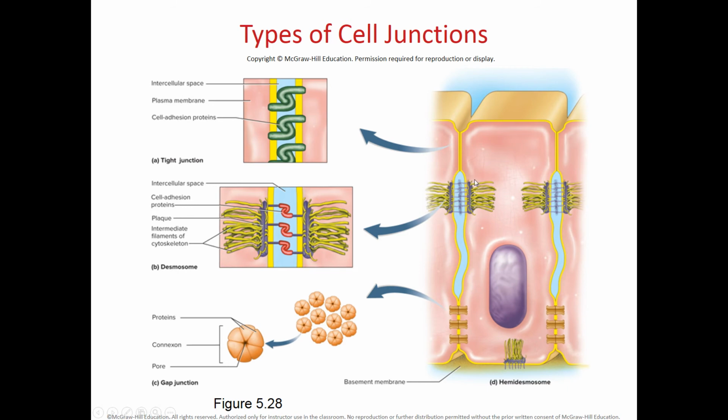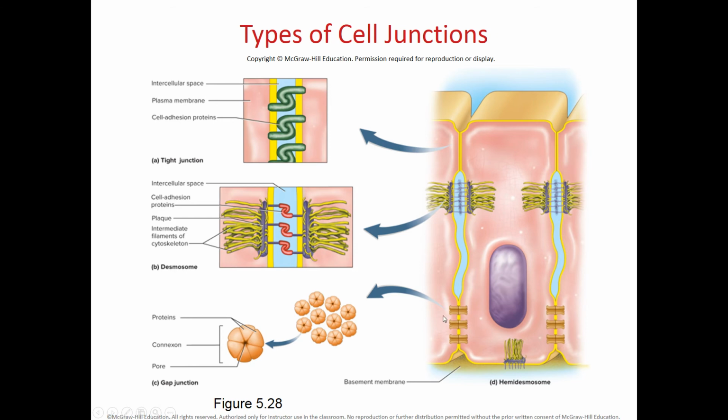Now the next junction here will be the desmosomes. In these desmosomes, we have this plaque and these cell adhesion molecules. And these plaques are held by these filaments of cytoskeleton.